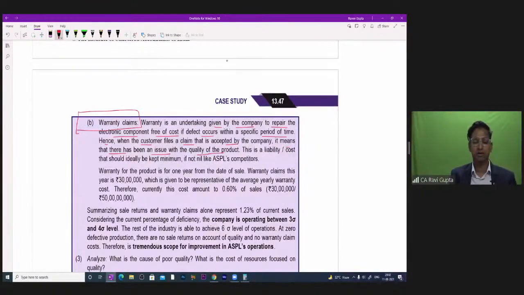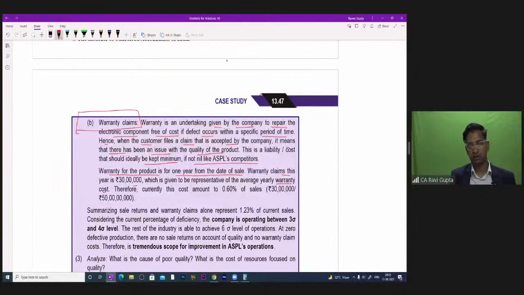This is a liability, and the cost should ideally be kept minimum, if not nil, like ASPL's competitors. Warranty for the product is for 1 year from the date of sales. Yes. Warranty claim this year is 30 lakhs, which is given to be representative of the average yearly warranty cost.